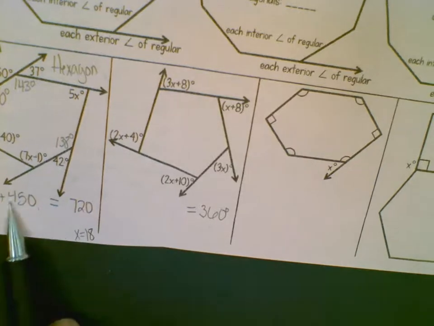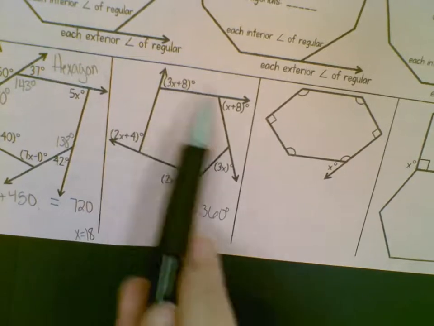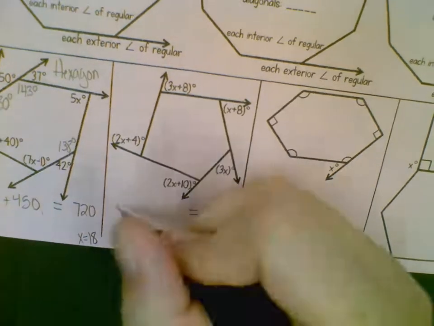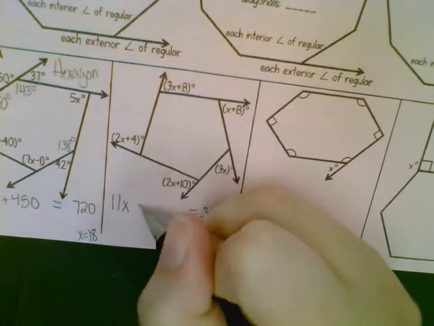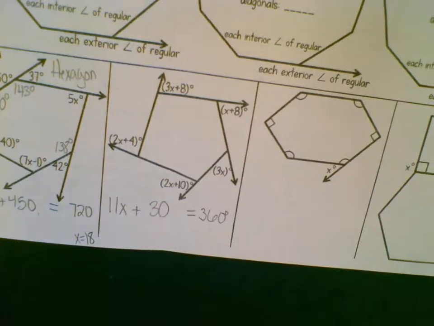And you can do the shortcut that we did on the last one and add your x's first and add your numbers and just write that part down. Or you could write out all of that added together equals 360. So if we add our x's, we get 11x. And our just plain numbers is 30. And then we can solve for x.